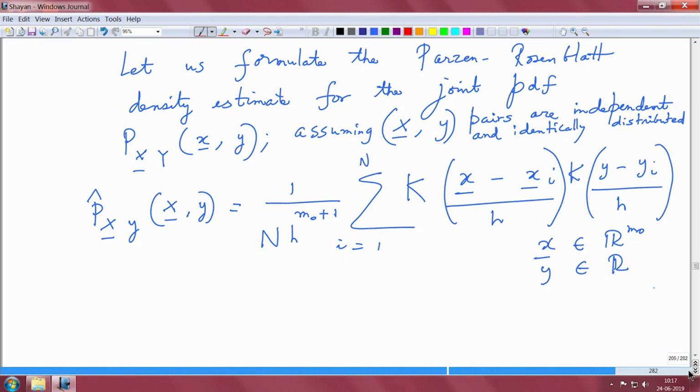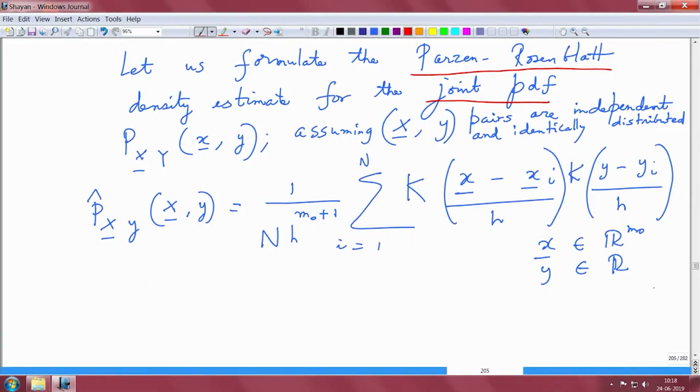Now let us formulate the Parzen-Rosenblatt density estimation for the joint PDF. If you recall, when we had to compute the conditional mean, we required the knowledge of the conditional density, that is, probability of y given x. To compute that density, we had to do the joint over x and y upon the marginal density of x. So, let us see how we can use the kernel density estimation idea towards this purpose.